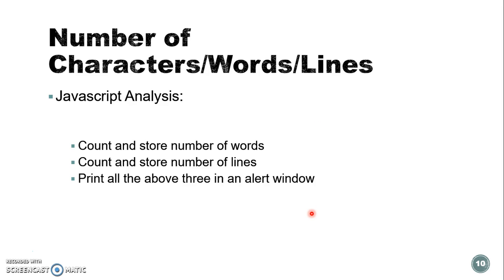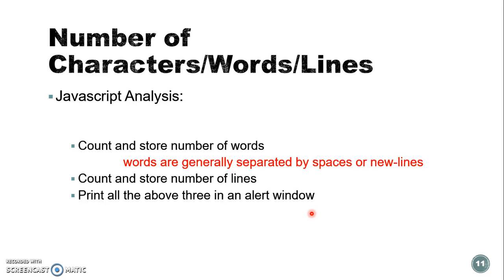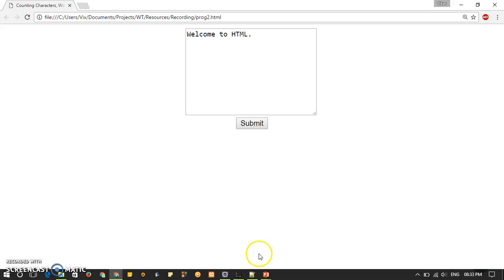Okay, the next step is to count the total number of words in the text that we are receiving from the text box. What do we know? This is the hint that we have got directly from the problem statement: words are generally separated by spaces or new lines. So let's go back and check what we can do with this particular code.